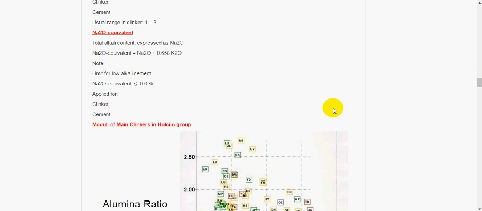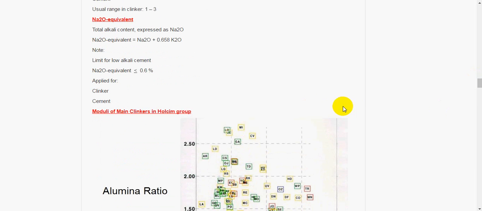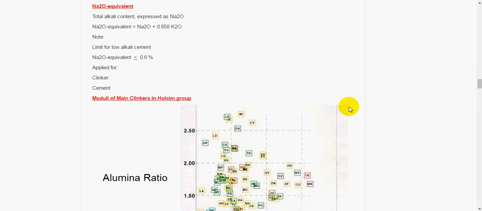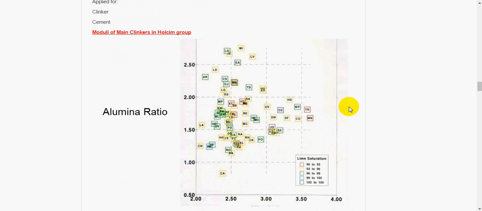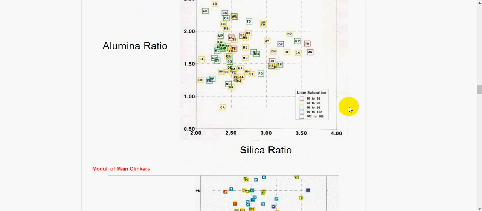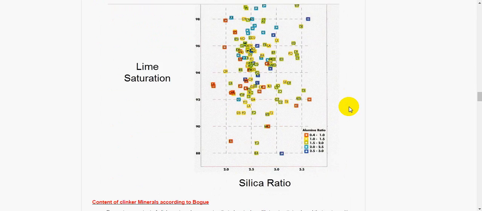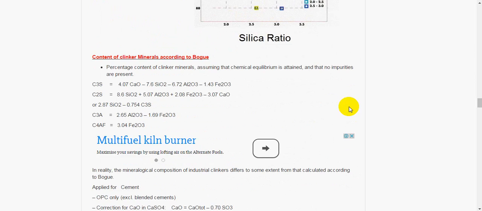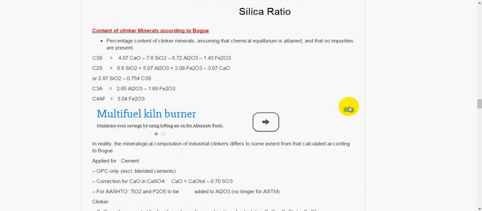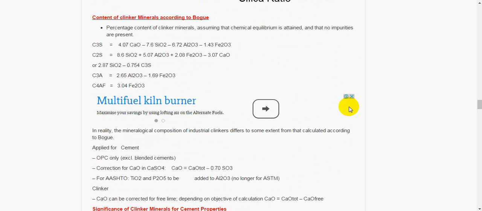Na2O equivalent: total alkali content, expressed as Na2O. Na2O equivalent equals Na2O plus 0.658 K2O. Note: limit for low alkali cement, Na2O equivalent 0.6%, applied for clinker, cement. Moduli of main clinkers. Content of clinker minerals according to Bogue: percentage content of clinker minerals, assuming that chemical equilibrium is attained and that no impurities are present.